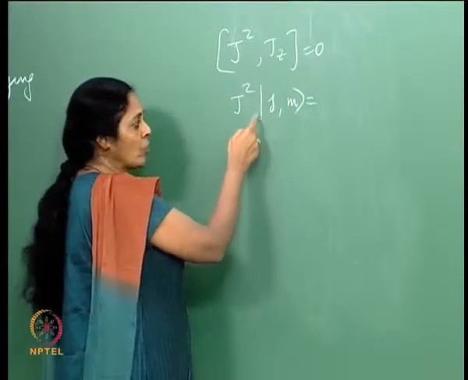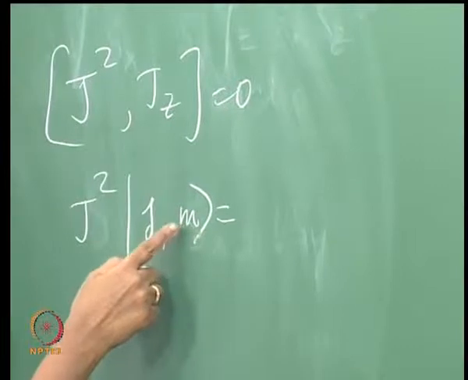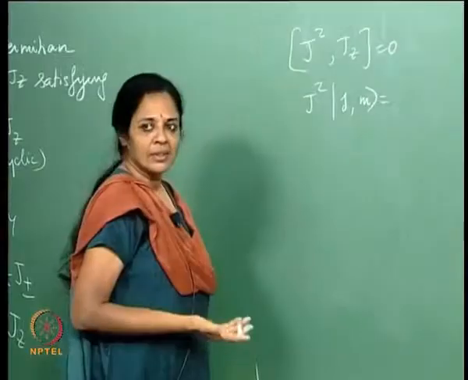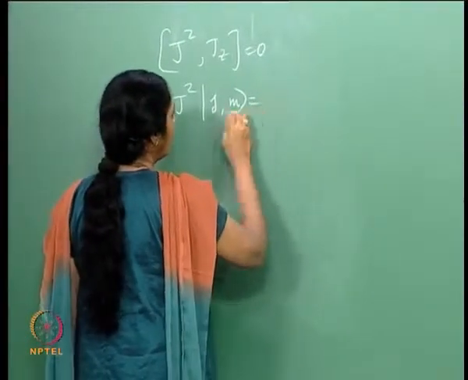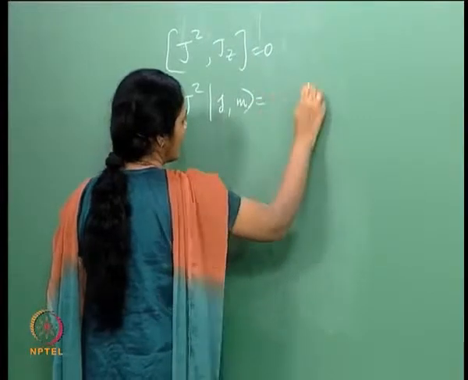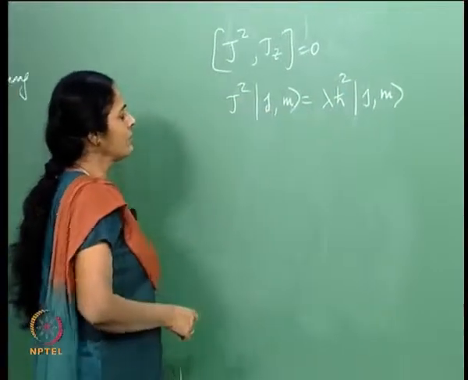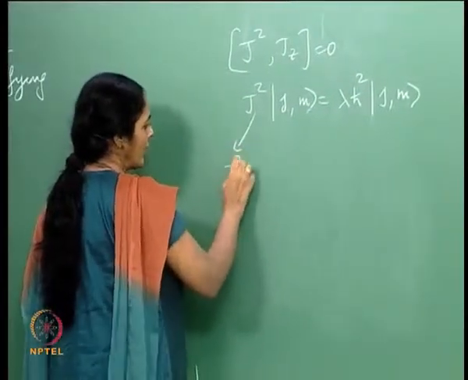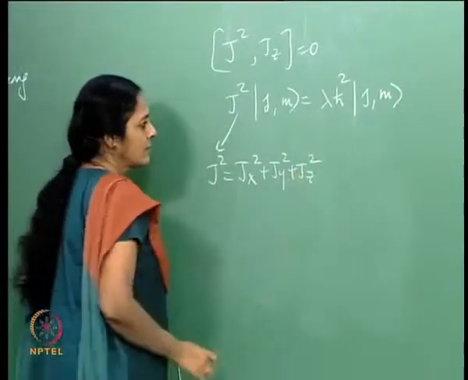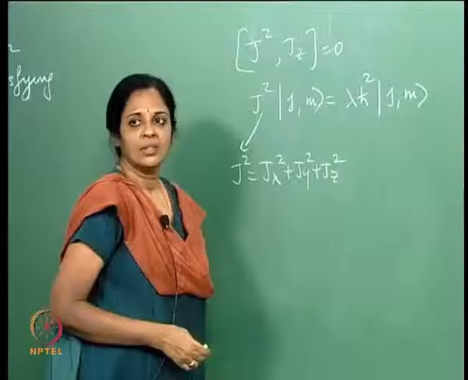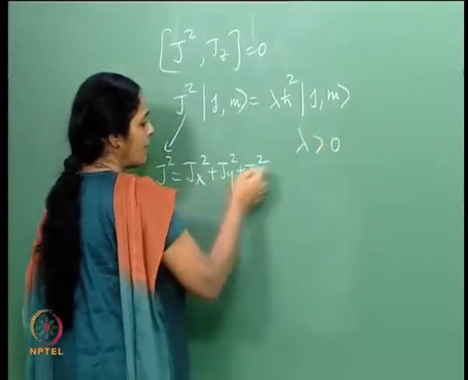In the case of orbital angular momentum, this would be replaced by l, and that would continue to be m, where now m denotes the eigenvalue of Lz. So J squared on |j, m⟩: I know that there is an eigenstate |j, m⟩ of J squared, and since J squared is a positive definite operator, recall that J squared is Jx squared plus Jy squared plus Jz squared, I can well write this eigenvalue as lambda h-cross squared. Lambda is to be determined, and it is clear that lambda is greater than 0.